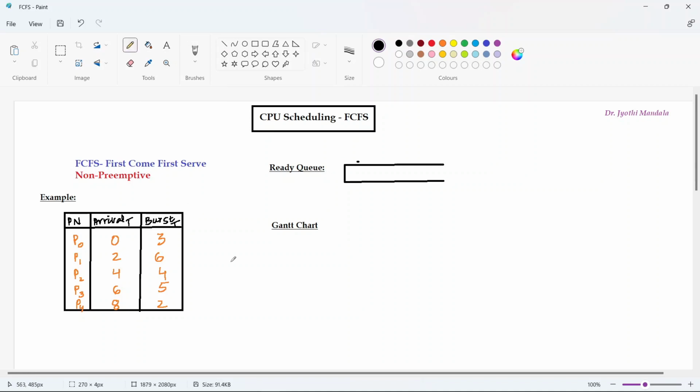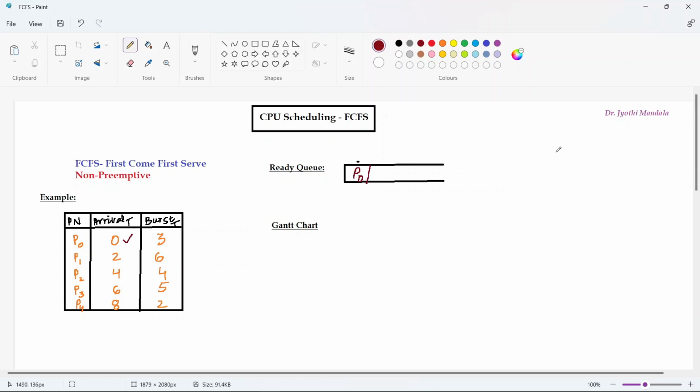Now whenever the problem is given to you, we need to always check the arrival time. Arrival time means at 0th second any process is coming. Yes, this process is coming. So what we need to do, we need to take this process and it has arrived, which means it has to be added into our ready queue. Now whenever it is added into the ready queue, it can be taken because this is the only process available in the ready queue now.